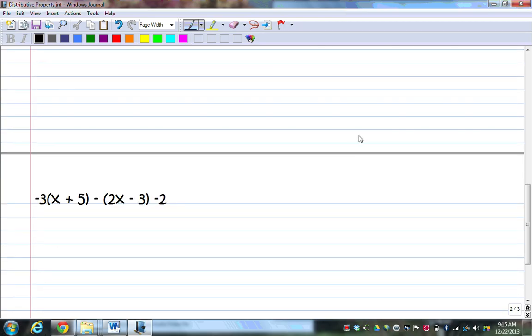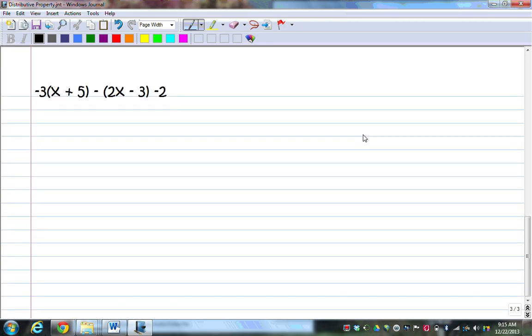Okay. Here is what will probably be the most challenging type of problem. The reason that this one is challenging is because here I have this negative. And here I have this negative. When you're distributing a negative, you can't forget that. So, when I distribute here first, negative 3 times x gives me a negative 3x. Then a negative 3 times this positive 5 gives me a negative 15.